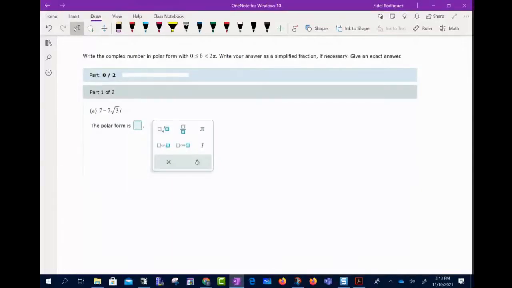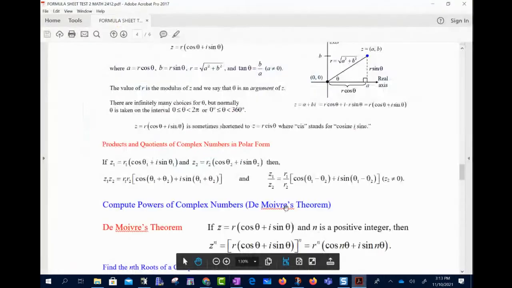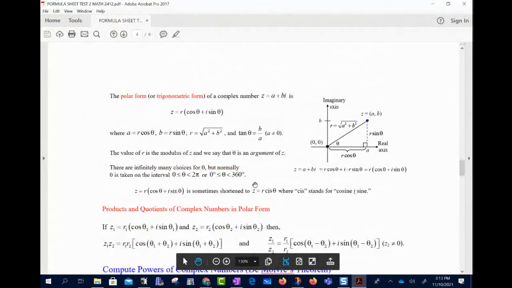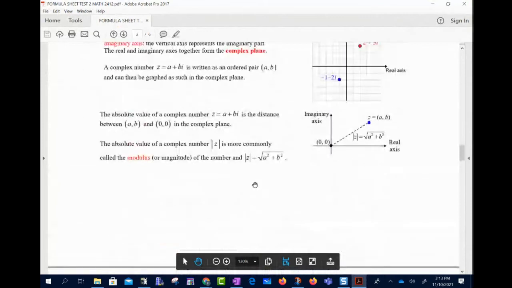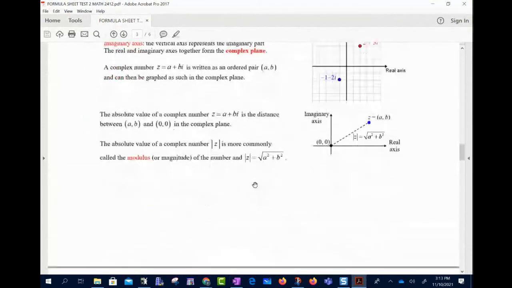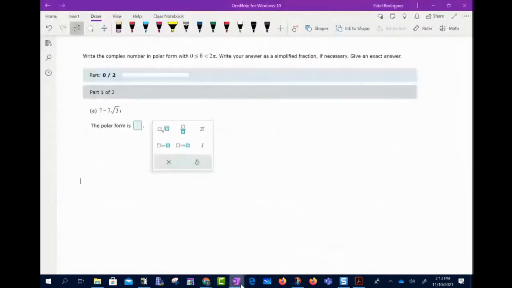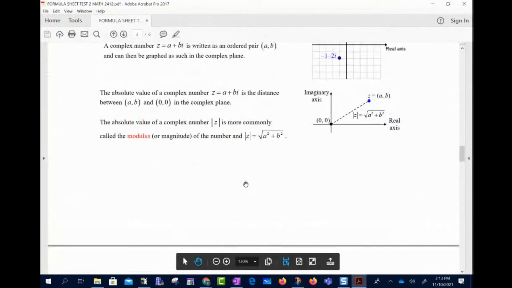Okay, so write the number in complex form where theta is between 0 and 2 pi. Write your answer, simplified fraction necessary, give an exact answer. Okay, so let's come back here, y'all. First thing I'm going to do, I'm going to bust out my notes for complex numbers in polar form, right? So here we go. Complex numbers in polar form.